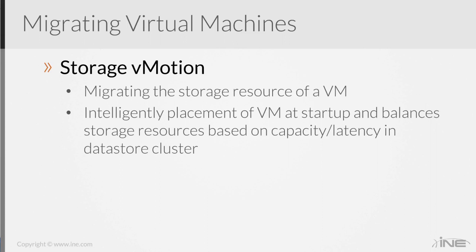Storage vMotion is also utilized by the Storage DRS service. This is used to intelligently place a VM file in the appropriate data store in a data store cluster at VM startup. It could also balance the storage resource utilization based on capacity and latency on those data stores within the data store cluster. But we'll get to DRS implementation in a later module.